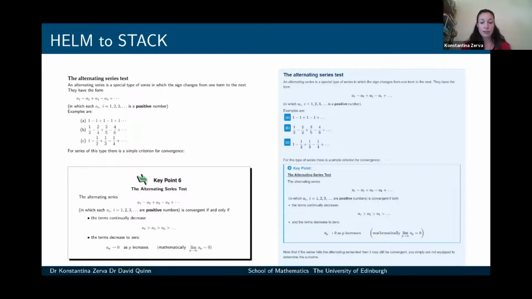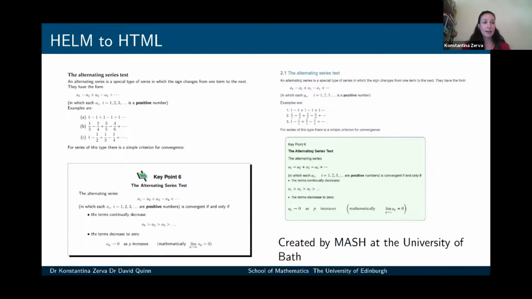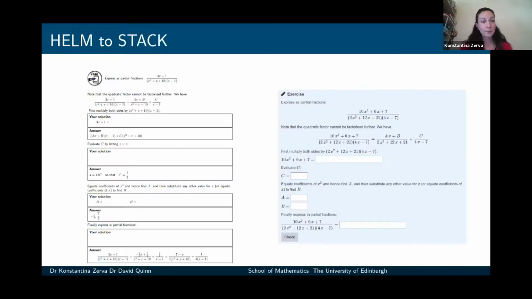Throughout the process of converting from PDFs into Stack, we were faithful to the original source where possible. So there were cases, especially around questions, where we had to choose a slightly different approach when implementing into Stack. At the same time, the HELM workbooks were converted to HTML by the MAS team at the University of Bath. This project was created mainly for accessibility reasons and also shows the significance of HELM workbooks in the UK.